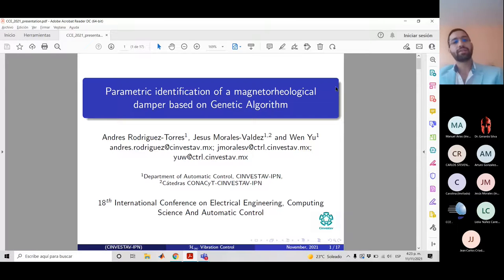Basically, this paper presents an identification system for the model parameters of a magnetorheological damper through a genetic algorithm. First, a novel model of the hysteretic phenomena is introduced through the hyperbolic tangent function, which represents an advantage, an alternative, simple model for the damper.